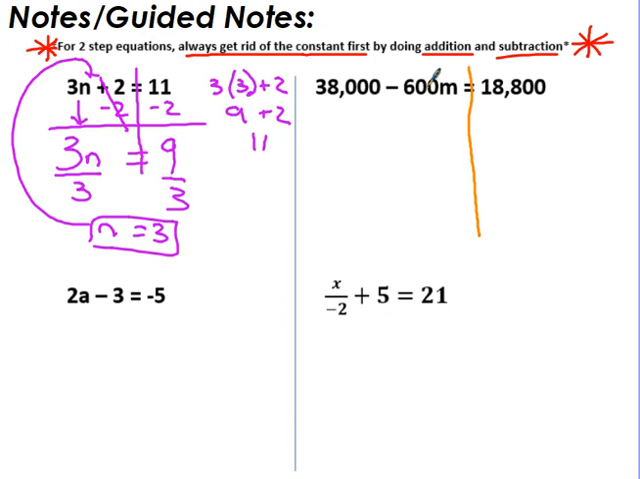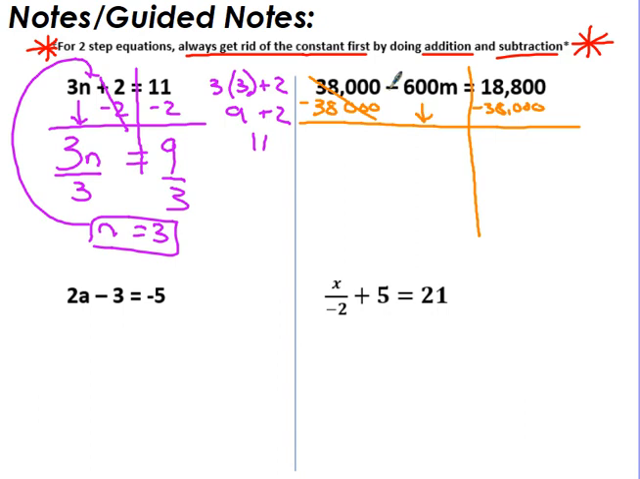Now, remember, the signs always follow the number. So we're going to just look at this as a negative 600 times n, and we're going to look at this 38,000 as a positive 38,000. So the way I would get rid of a positive 38,000 is I would subtract 38,000 from both sides. I'm subtracting from both sides because 38,000 minus 38,000 is 0, which is why it goes away.